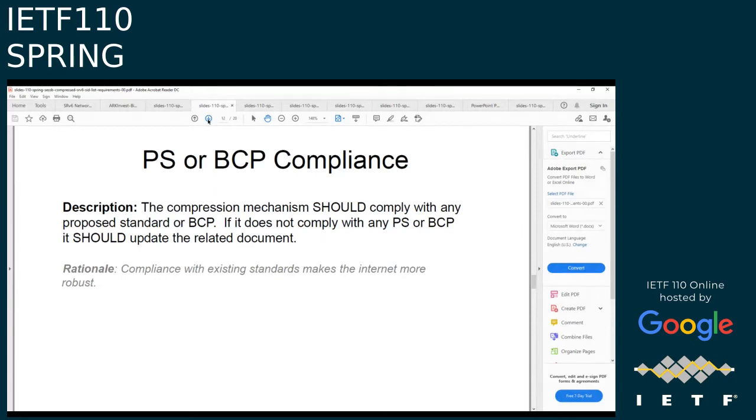So this is for the PS or BCP compliance. I think this is a very common requirement. We hope that if it does not comply with any PS or BCP, it should cause an update to the related document. I think definitely. So next page.